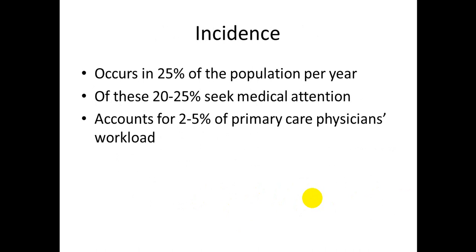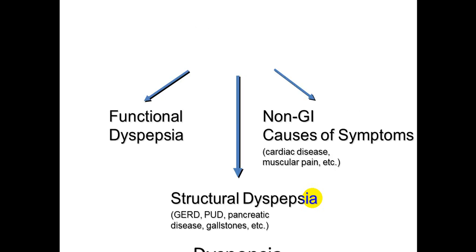It occurs in about 25% of the population per year. 25% seek medical attention, and 5% of primary care physician work. Dyspepsia could be functional, could be structural, and could be of non-GIT cause, like cardiac cause and musculoskeletal cause.